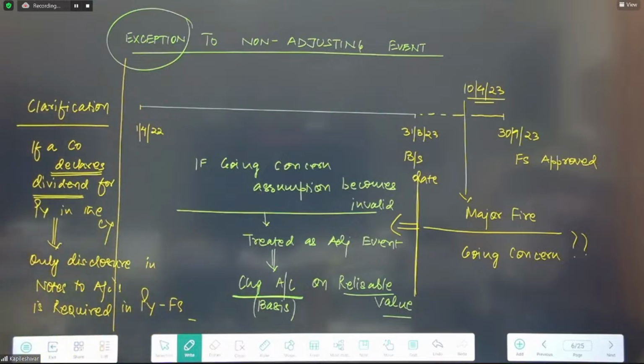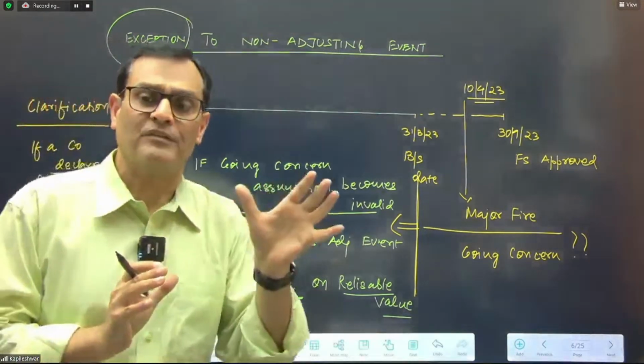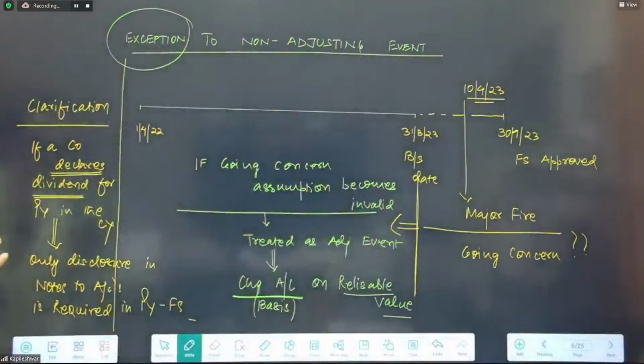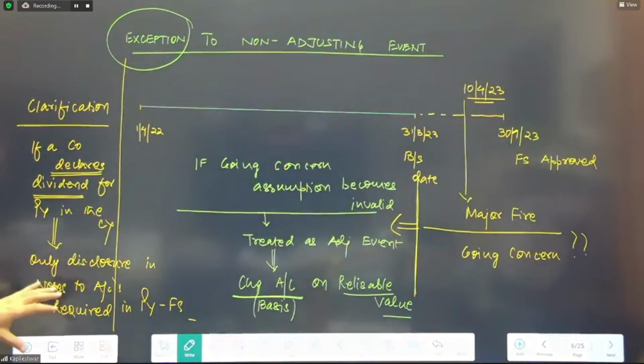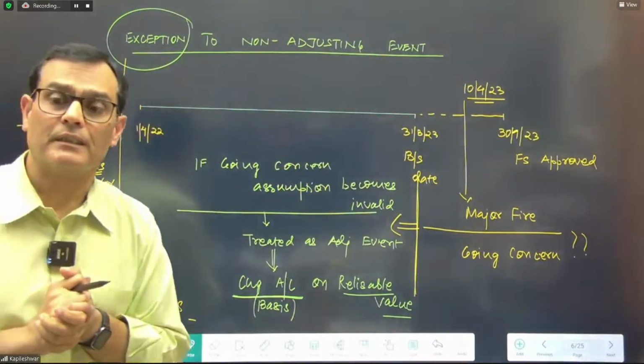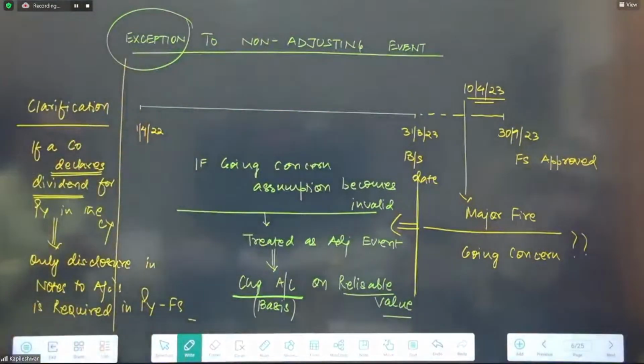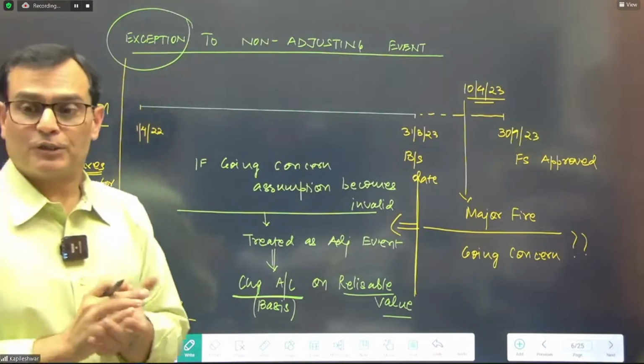So that's a simple clarification that when a company declares a dividend, the moment you declare a dividend, we just need to make a disclosure in the previous year financials in the notes to accounts that the company has declared a dividend. It cannot be reflected as an actual liability in the balance sheet of the company. Simple and straight. Okay, so far so good.